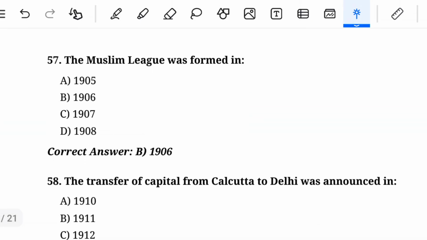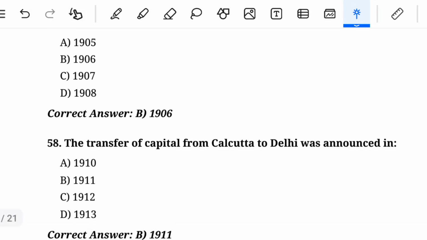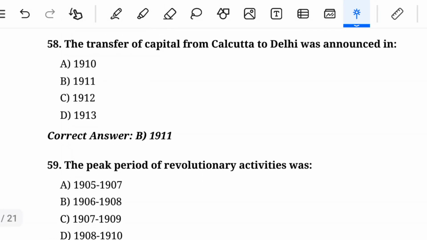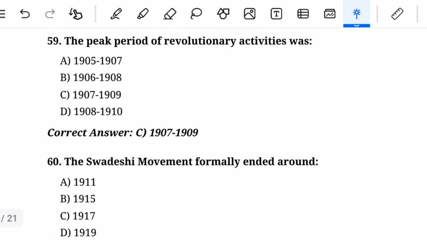57. The Muslim League was formed in: A. 1905, B. 1906, C. 1907, D. 1908. Correct answer, B. 1906. 58. The transfer of capital from Calcutta to Delhi was announced in: A. 1910, B. 1911, C. 1912, D. 1913. Correct answer, B. 1911.